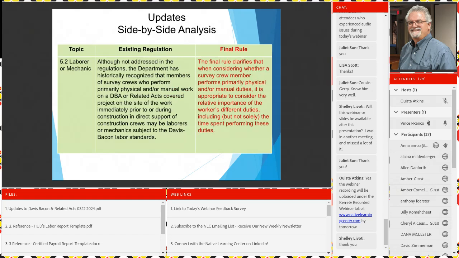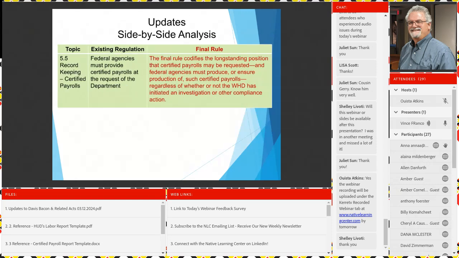Laborer or mechanic, aka journey level person. I don't call them mechanics, I call them journey. That's just my nomenclature. It clarifies considering whether a survey crew... Okay, they've added surveying into the mechanic level. So survey crews are now included.